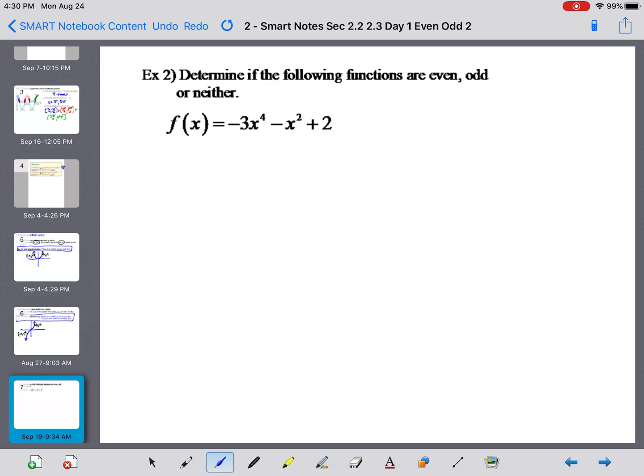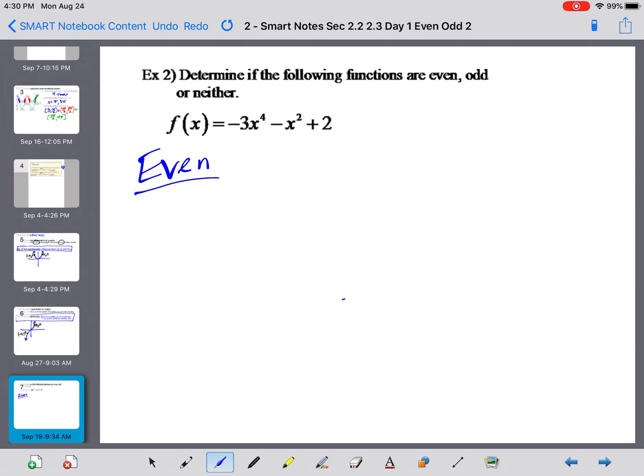Let's try some. Notice that even and odd has nothing to do with exponents. Students used to think, if I see an x to the fourth, it's even. That's not always true. You can't say that for sure. You have to follow these tests. So I'm always going to do my even test first. You'll see why in a second.